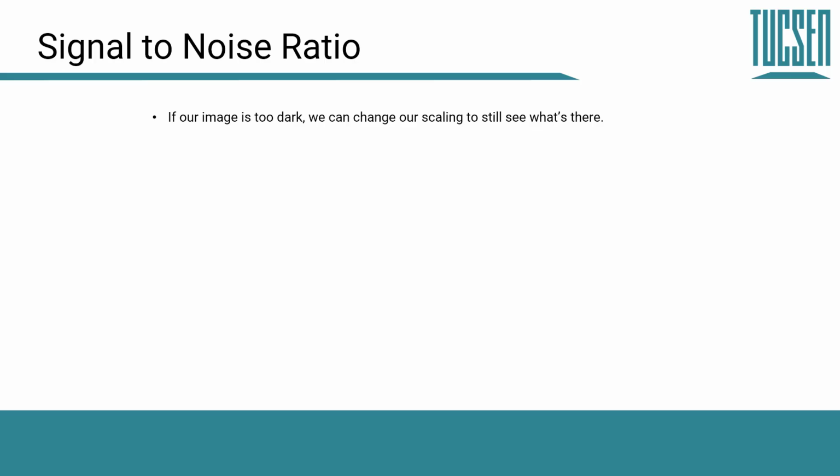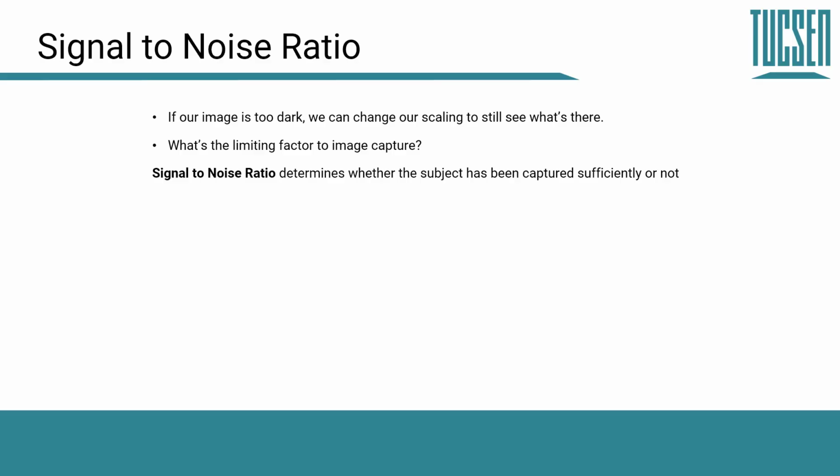So what's the limiting factor here? What's stopping us just turning our light source all the way down until it's really, really tiny and saving energy or reducing the effect on our sample or whatever the incentive there might be for doing this? Well, ultimately, signal-to-noise ratio is the limiting factor on how small a signal we can effectively collect. And it's what determines whether our imaging subject has been captured sufficiently or not for our particular imaging application.